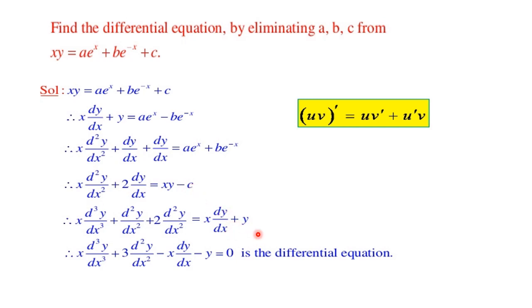That means finally we are left with this equation. Take this equation toward the left hand side. When we take this equation toward this side, we'll have x into d cube y upon dx cube plus 3 d square y upon dx square. This plus this gives 3 d square y upon dx square. This term will be taken toward this side. That means it will be minus x dy upon dx minus y is equal to 0, which is the final differential equation. So now we have eliminated all the constants a, b and c. This is how we generate or develop a differential equation from any simple equation.